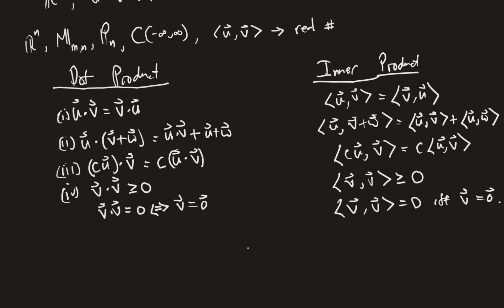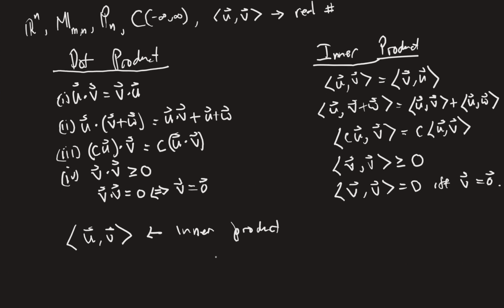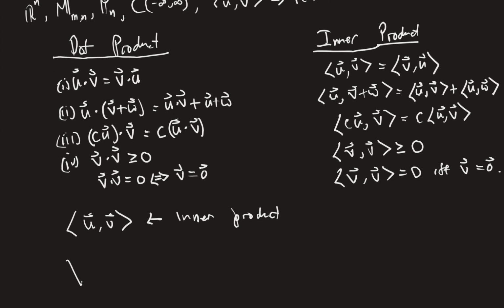All right. So this thing that we're denoting this way, obviously this is our inner product, right? And if we now say that we have a vector space, a general vector space, along with an inner product, I'm just going to leave it kind of blank right there. So these two things together form an inner product space.